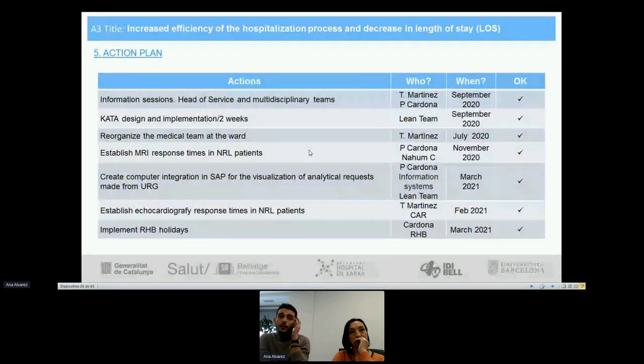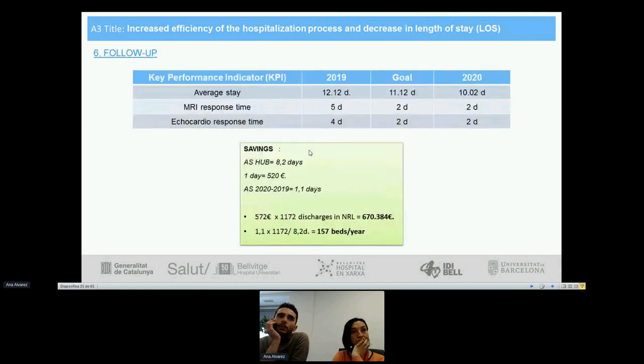This is the action plan related directly with the countermeasures. Okay, all these actions are complete. Then comes a very important point, the follow-up of this project, because we have 3 sample indicators: average stay, where we have achieved a decrease of 1 day. It's very important. Now we have 10.02 days of average stay. Magnetic resonance imaging response time, we have achieved a decrease of 3 days, and echocardiography response time, we have a decrease of 2 days.